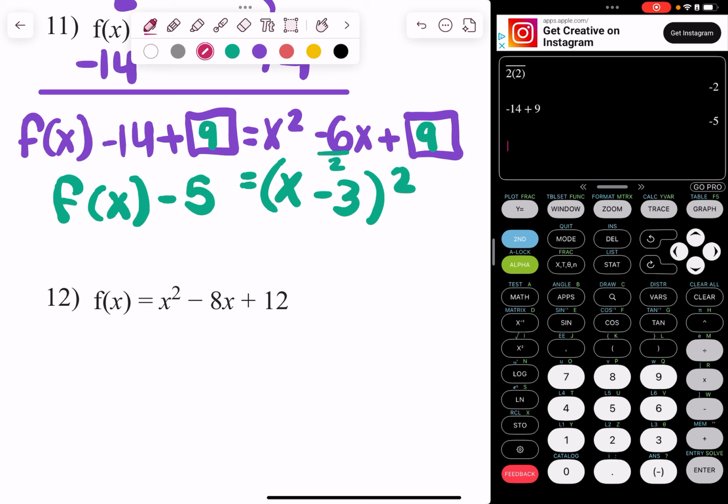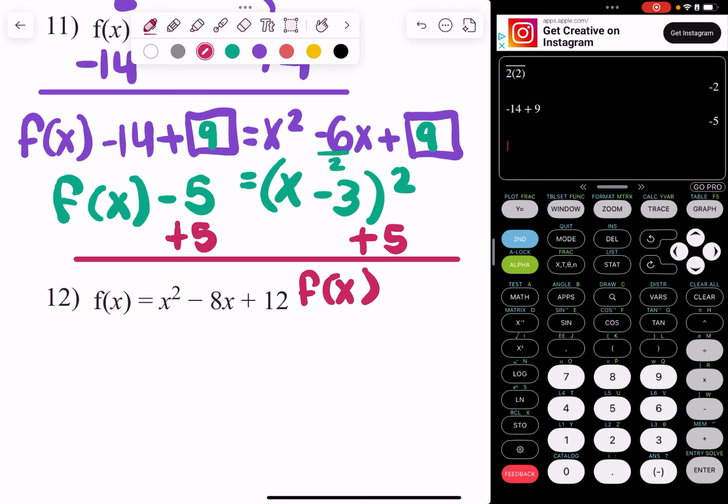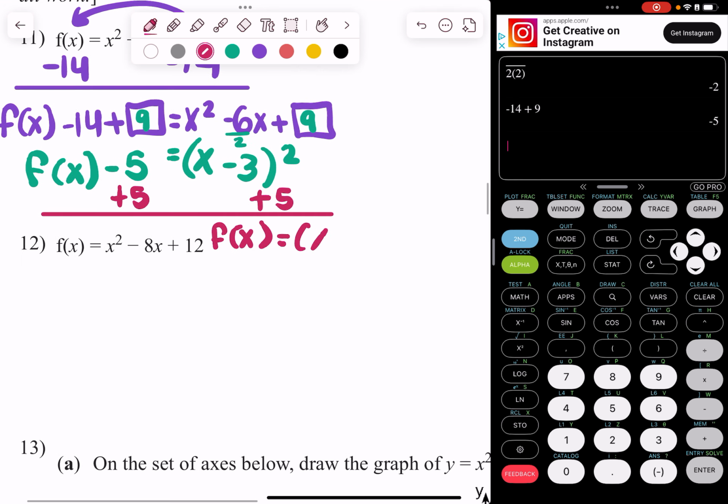Now to get rid of minus 5, we are going to add 5. We are going to add 5. And we would end up with f of x equals x minus 3 squared plus 5.